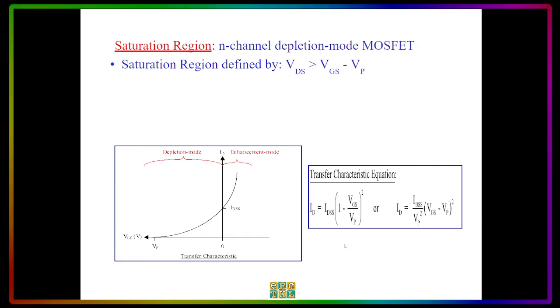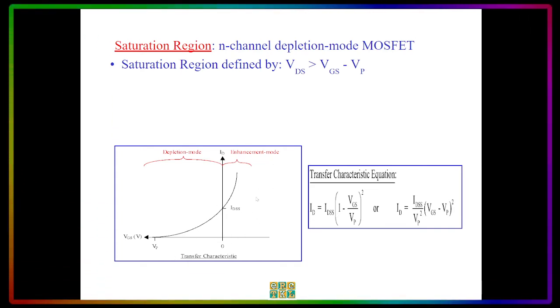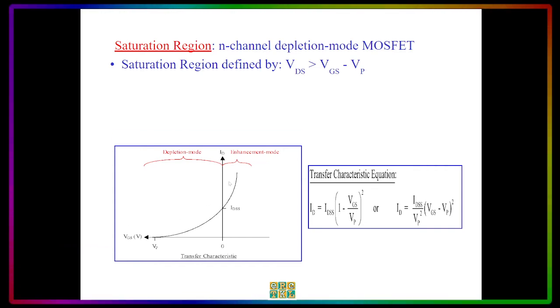Now, the saturation region in the N-channel depletion mode MOSFET is defined when the difference between VGS minus VP is more than the VDS. You will see here the transfer characteristic in the drawing, in the curve, and where it is intersecting the ID is called the IDSS, and from this point, this is called enhancement mode. And those lower than or equal to 0, to negative, that will be the depletion mode here.